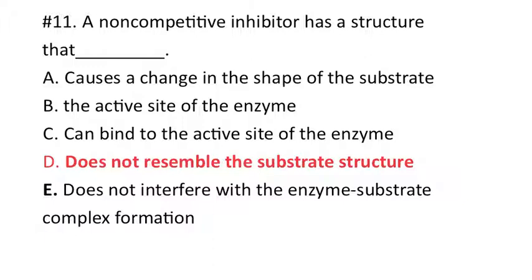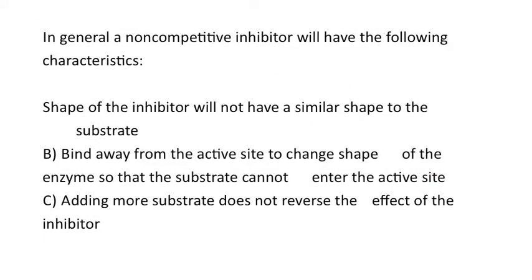To summarize the answer for this question, in general, a noncompetitive inhibitor will have the following properties. The shape of the inhibitor will not have a similar shape to the substrate. It will bind away from the active site to change the shape of the enzyme so that the substrate cannot enter the active site. Also, adding more substrate does not reverse the effect of the inhibitor.